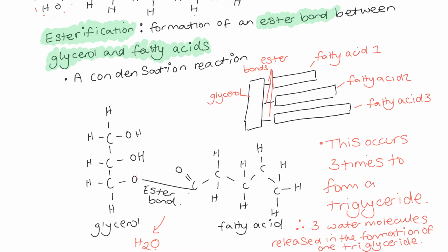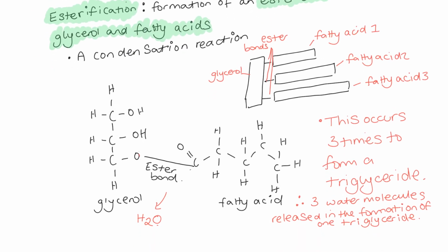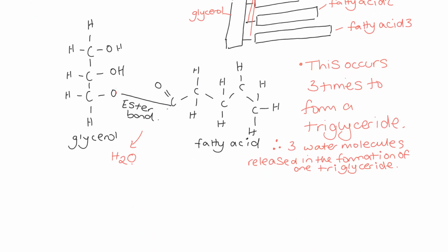So we can see that a triglyceride has 3 ester bonds, and 3 molecules of water are released in the formation of 1 triglyceride molecule. We can also see that triglycerides have a really high ratio of carbon-hydrogen bonds, and this gives them a low mass to energy ratio. That means a small amount of triglycerides will release a lot of energy. This is fantastic. This is why fat is a really excellent energy storage for both plants and animals.